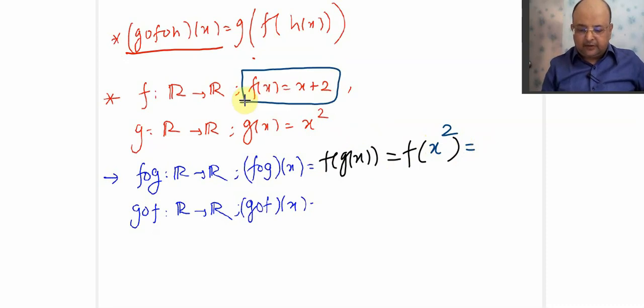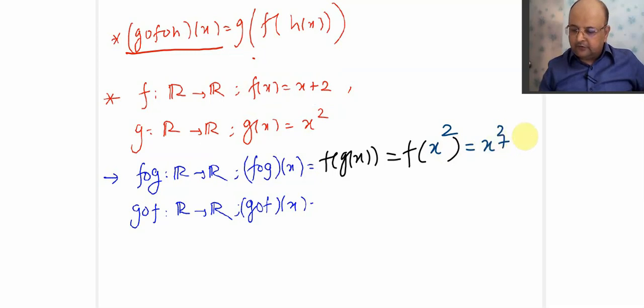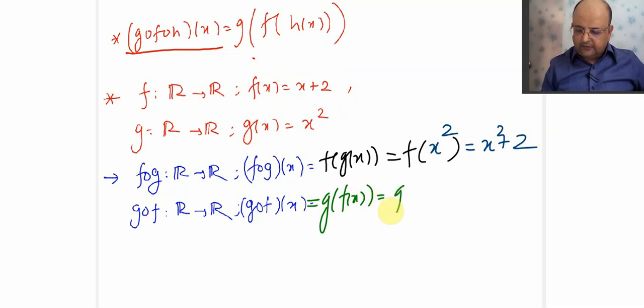Now rapid fire round. I ask you something, so be careful. What is f of x? x plus 2. What is f of y? y plus 2. What is f of z? z plus 2. What is f of something? Something plus 2. So f of x square is x square plus 2. Done? We go for g of x, that is g of f of x. That is g of f of x is g of x plus 2.